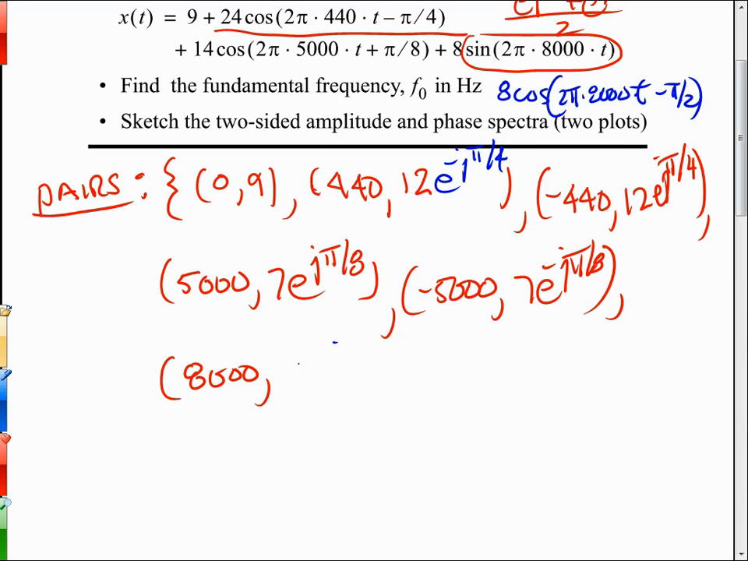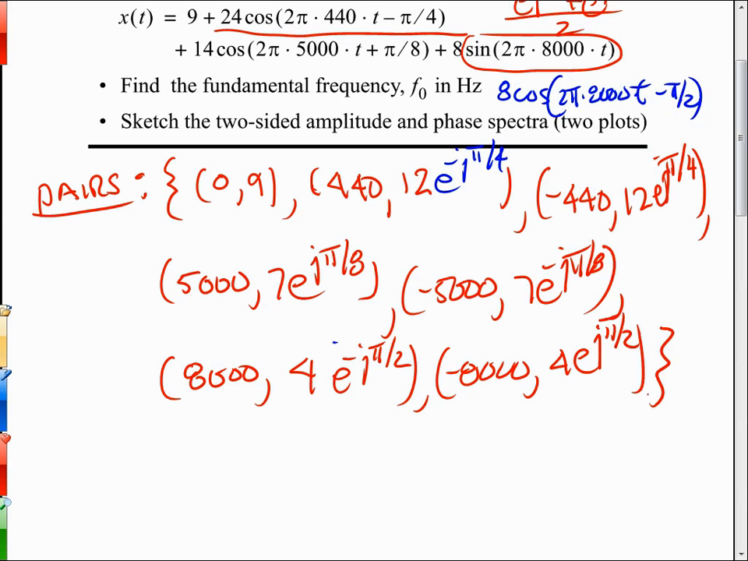So that becomes 4 e to the minus j pi over 2. And the last one is going to be minus 8,000, 4 e to the j pi over 2. So now we have the elements that we need to draw our spectral pictures.